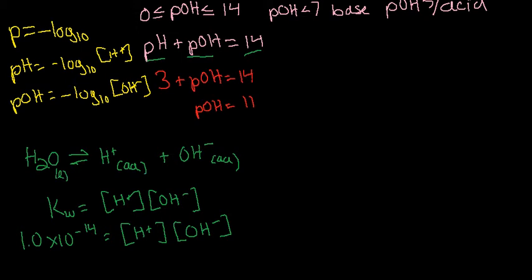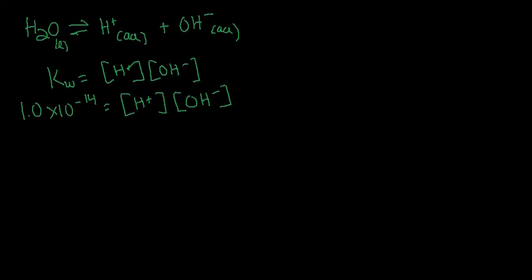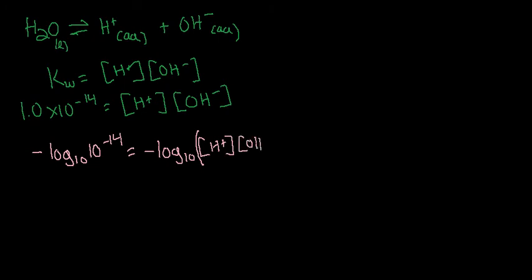So remember that p just means the negative log of. What I'm going to do here in this equation down at the bottom is take the negative log of both sides. So ignoring the 1, this will become the negative log base 10 of 10 to the negative 14th. And on this side, it's going to be the negative log base 10 of your concentration of H plus times your concentration of OH minus.